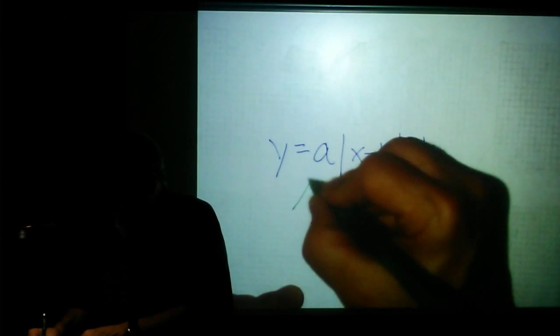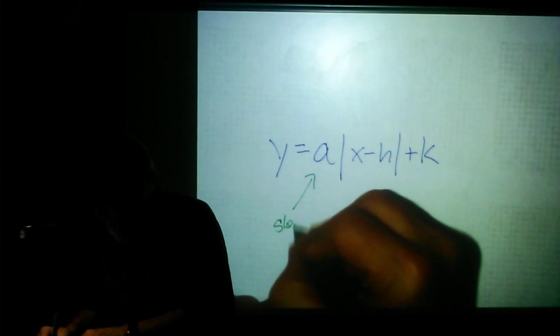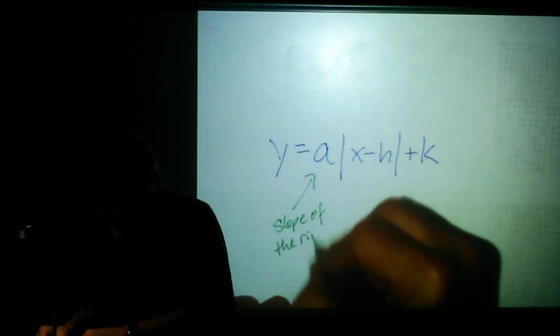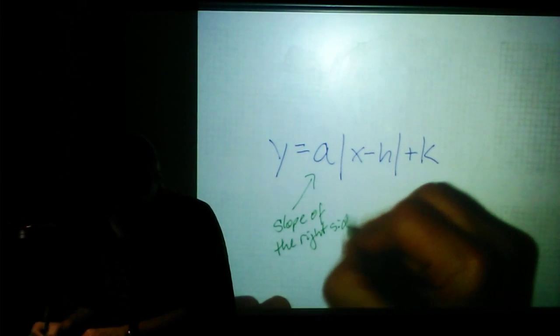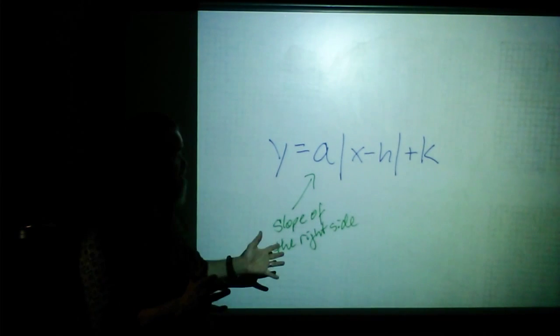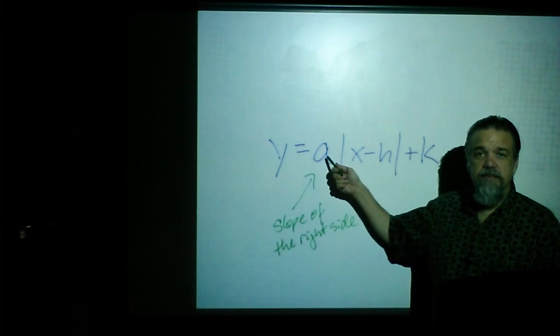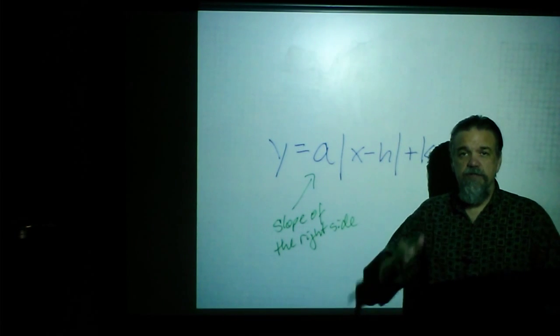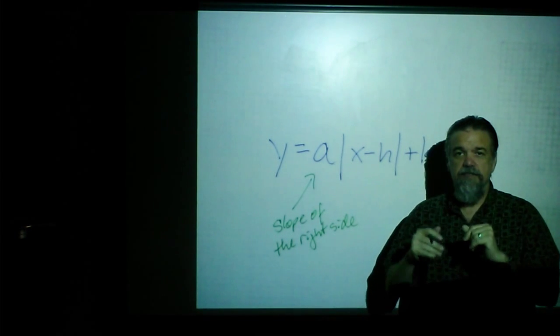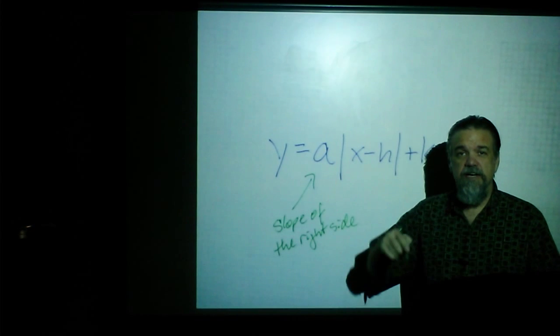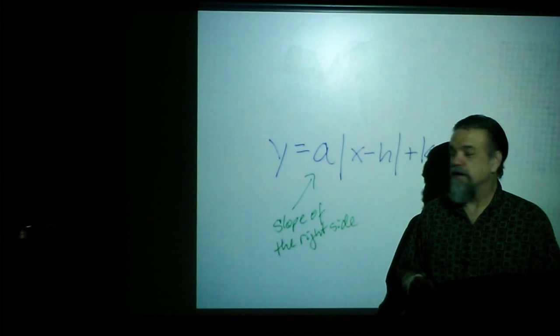Well, this something is the slope of the right side. Okay? You know it's going to be a V-shape. And so A is the slope of the right side. If A is really big, it gets skinny. If A is really small, then it gets wider. Okay? If A is upside down, the whole V turns upside down.